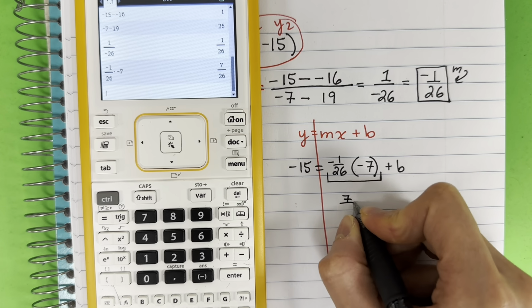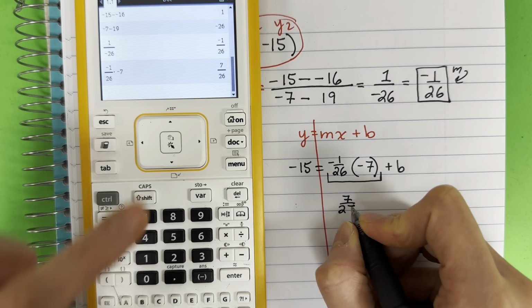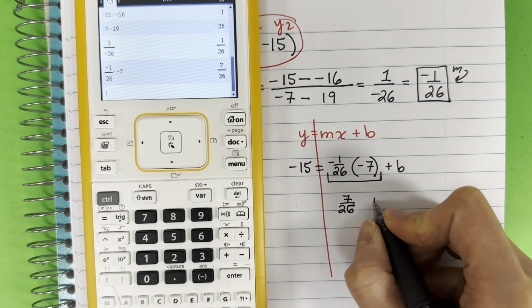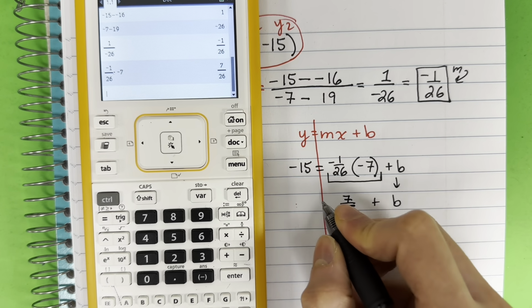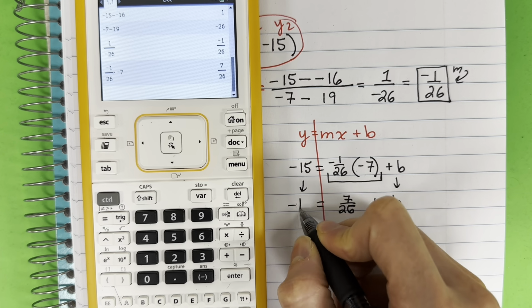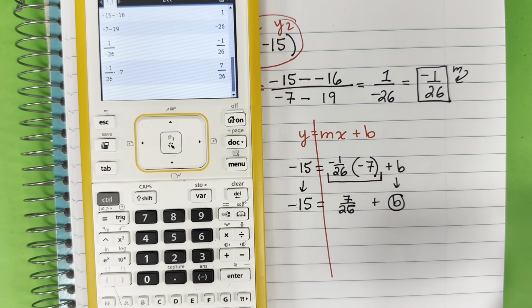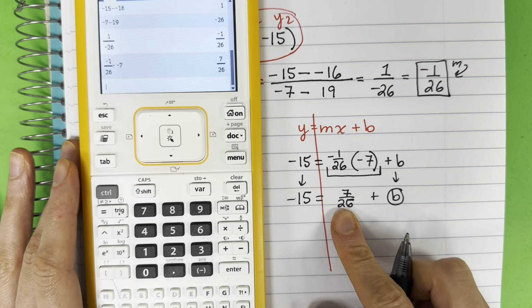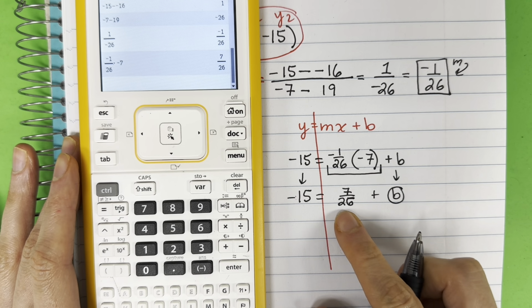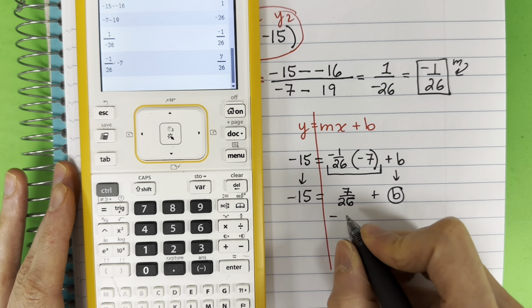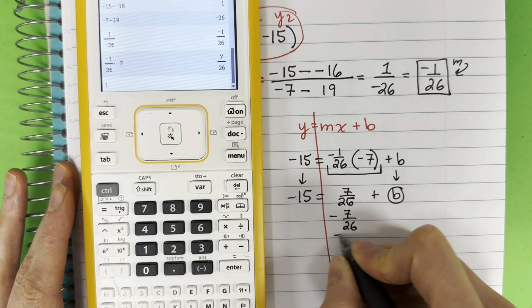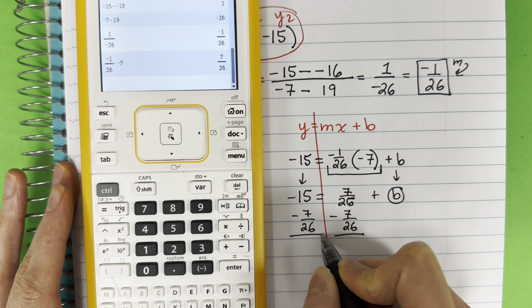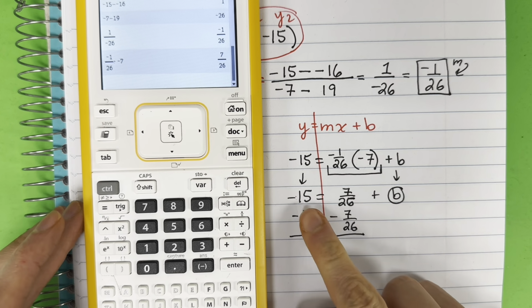7/26. Sorry, 7/26. I'm sorry, 7/26. Copy plus b. Copy the negative 15. I want b alone. Okay, what is with b? 7/26. This is positive. The opposite is negative. Minus 7/26. Copy to the other side, minus 7/26. So let's put that in the calculator.